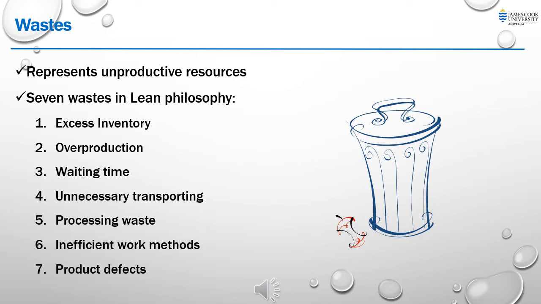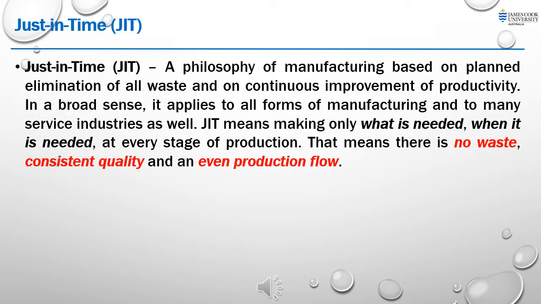So by identifying and eliminating waste, organizations can improve their processes, reduce costs, and increase customer satisfaction. Lean operation involves a continuous effort to identify those wastes with the goal of achieving maximum efficiency and value for the customer. Just in time, or JIT, is a lean manufacturing strategy that involves producing and delivering products just in time to meet customer demand without building up excessive inventory.